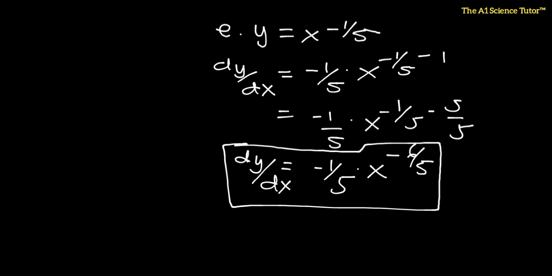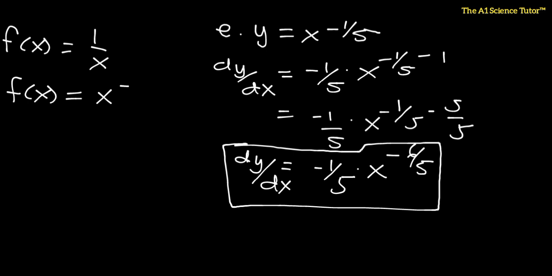Let's try this one. What is the derivative of 1 over x? Now, how are you going to do this one? So the first thing we need to do is change this and make it in an indicial form. So this is going to be x raised to the power of negative 1, because if you have 1 divided by a variable, that is the same thing as that variable raised to the negative 1.